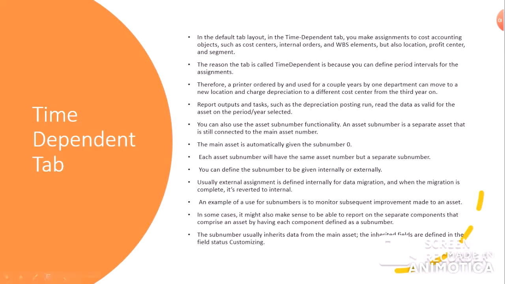You can also use the asset subnumber functionality. An asset subnumber is a separate asset that is still connected to the main asset number. The main asset is automatically given the subnumber 0. Each asset subnumber will have the same asset number but a separate subnumber. So it will be like 1, 2, 3, and it goes on, depending on the subnumbers assigned to that particular asset. You can define the subnumber to be given internally or externally.